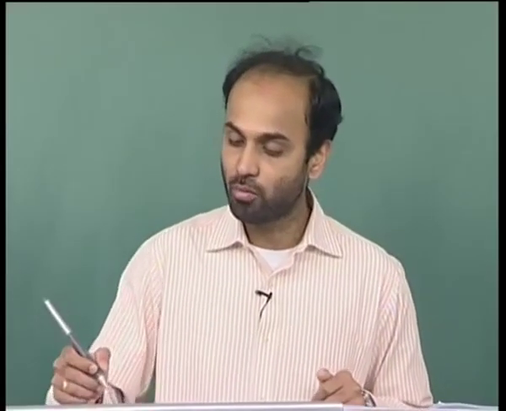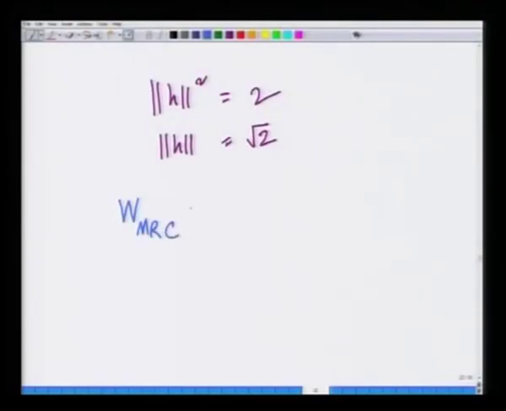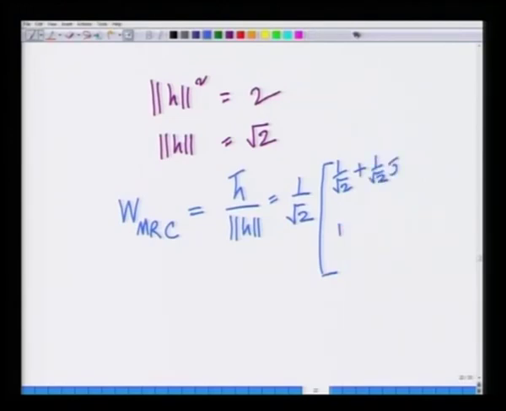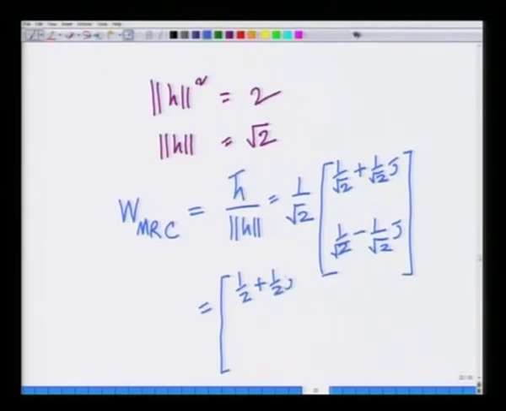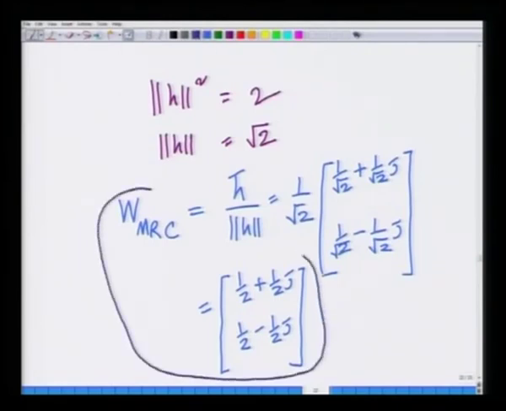Hence, the optimal MRC beamformer, let me write this as w MRC equals h bar divided by norm h. We know norm h is root 2. So, 1 divided by root 2 times h bar is the MRC combining vector, which is 1 over square root of 2 plus 1 over square root of 2 times j, 1 over square root of 2 minus 1 over square root of 2 times j. 1 over square root of 2 into 1 over square root of 2 is half and so on. So, this is half plus half j, half minus half j, and this is the MRC, maximal ratio combining vector.